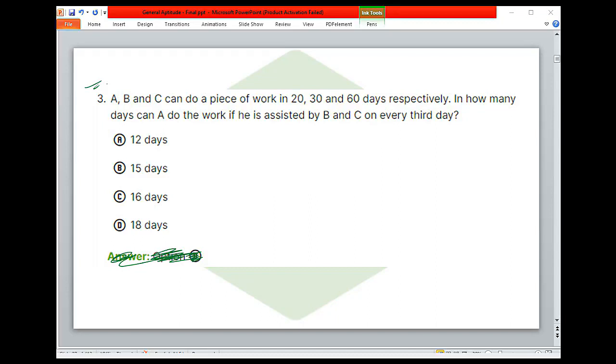This question is fine. You will have to find out that in single day how much work are they doing, and all together how much work are they doing on every third day. Okay, this one is bit tricky, but still give it a try to this.